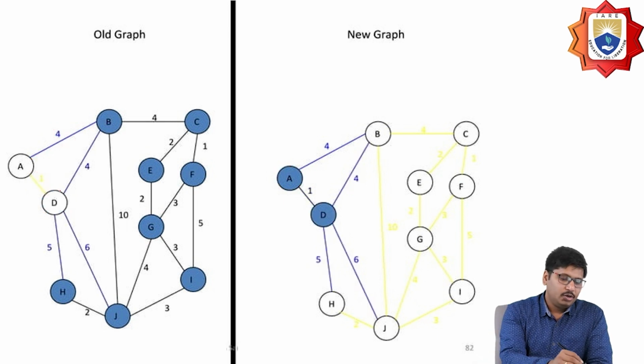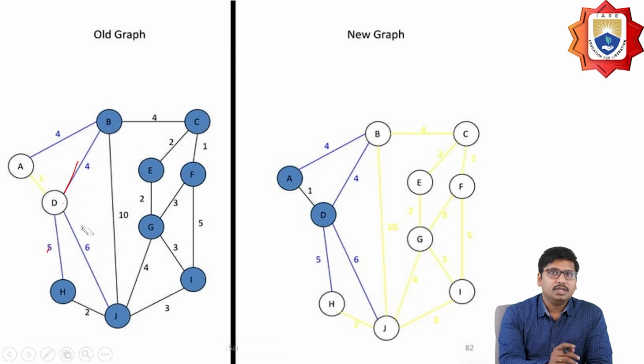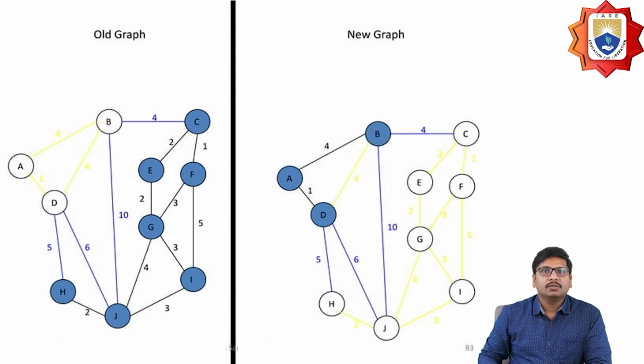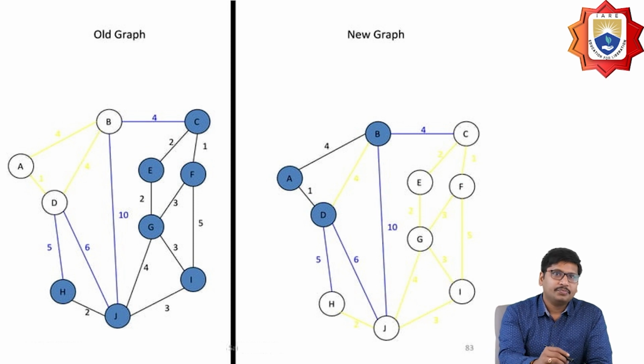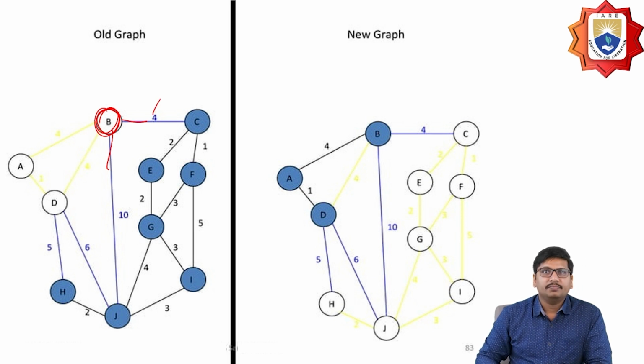Once I visited A to D, what are the options? I have three options: 4, 6, and 5. Among these, which is the minimum? So I'm going to consider 4 here. Next, in B, I have only two options, one is 4 and another is 10. So the minimum is 4, and I'm going to consider 4 here.